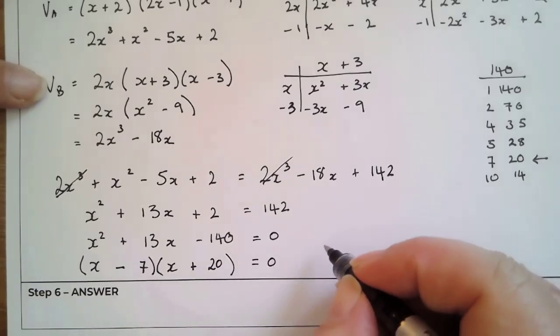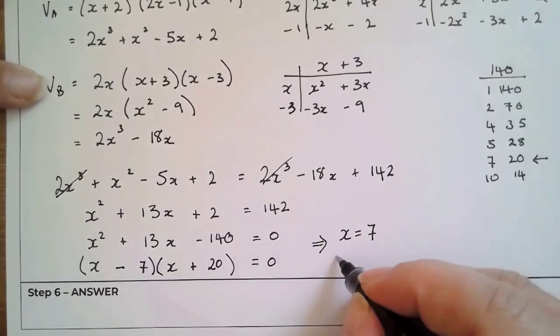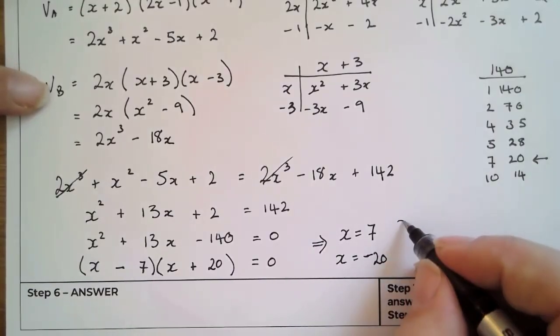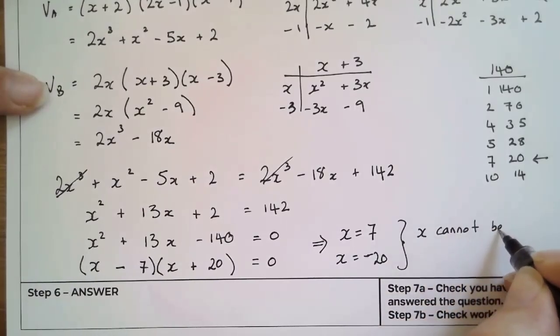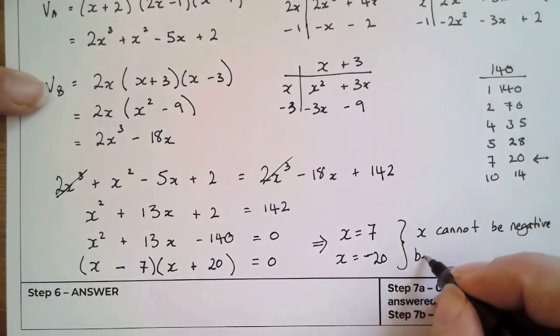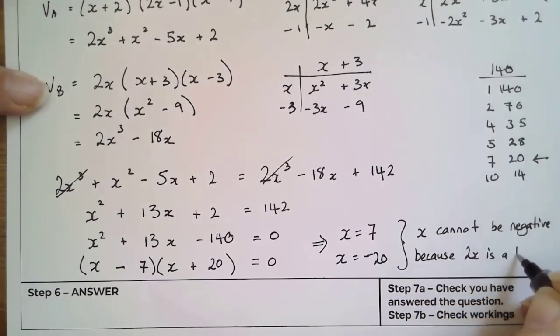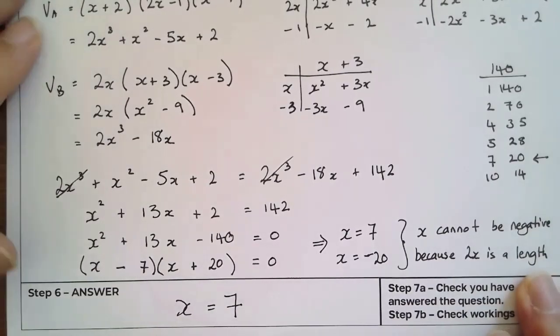We then want to find the solutions. x equals 7 or x equals negative 20. However, x cannot be negative because we're dealing with length. So for instance, 2x is a length. And therefore the answer is 7, or 7 centimetres.